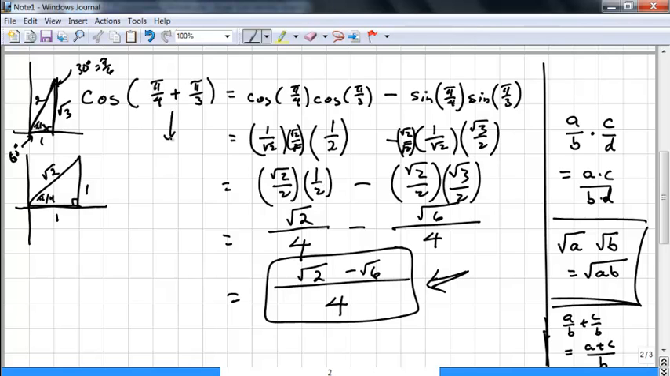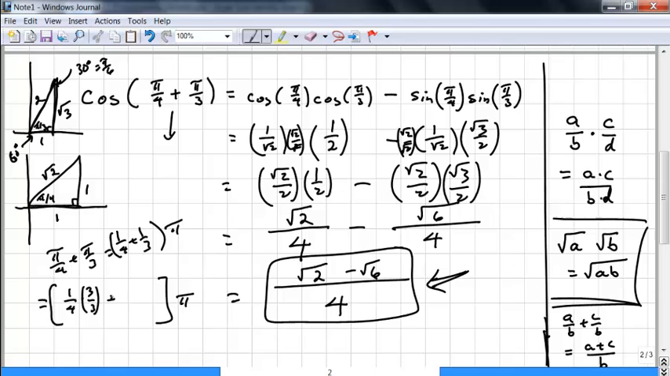Now what if we were to add these together? This could have started this way, so pi over 4 plus pi over 3. Well, first thing I can do is factor the pi out, and then I'm just adding fractions, 1/4 plus 1/3. Okay, so how am I going to add that together? Well, I need to get a common denominator, so I'm going to multiply this one by 3 over 3, and I'm going to multiply the second one by 4 over 4. So this is 3/12, and this is 4/12, still times pi, which is 7/12 pi.